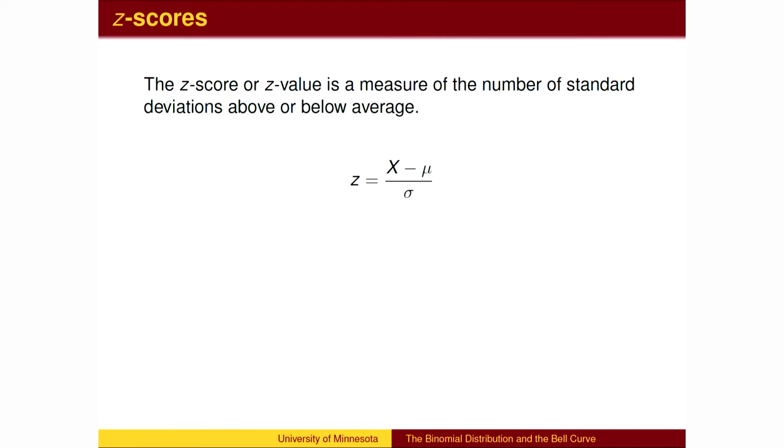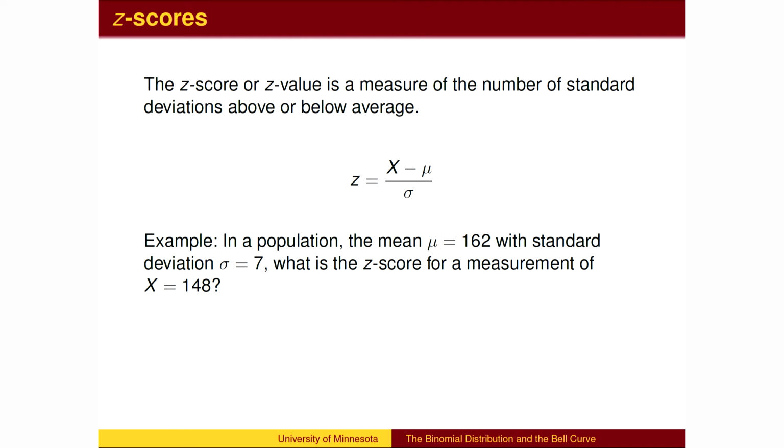For bell curves with other values of mu and sigma, we can convert to the standard normal distribution by computing the z-score. The z-score is the number of standard deviations above the mean. To compute the z-score, subtract the mean from the measured value x. This will give you the amount that x is above the mean. Divide that amount by the standard deviation, and z is the number of standard deviations above the mean.